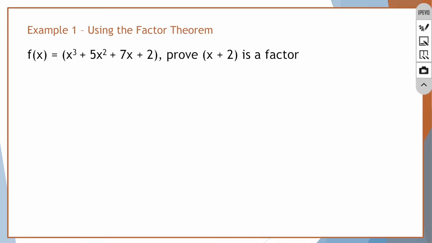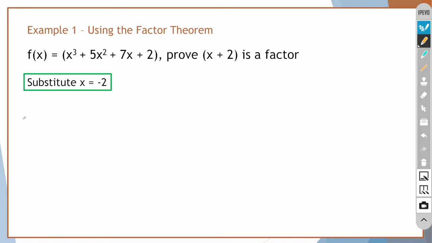So what we're going to do is substitute x equals minus 2 into the function. Let's write this out. f of minus 2. Everywhere we see an x, we're just going to substitute minus 2. So minus 2 all cubed plus 5 times minus 2 squared plus 7 times minus 2 plus 2.